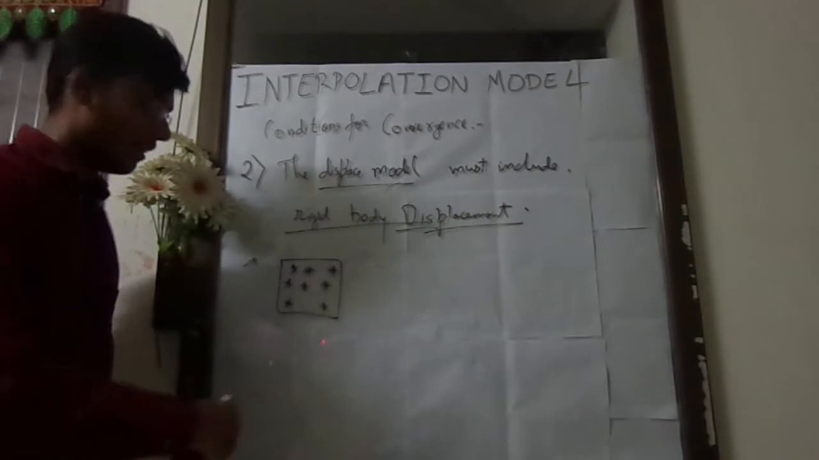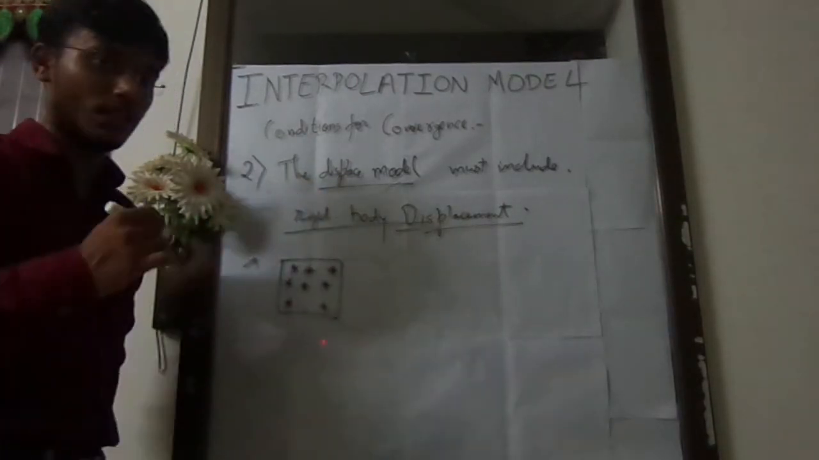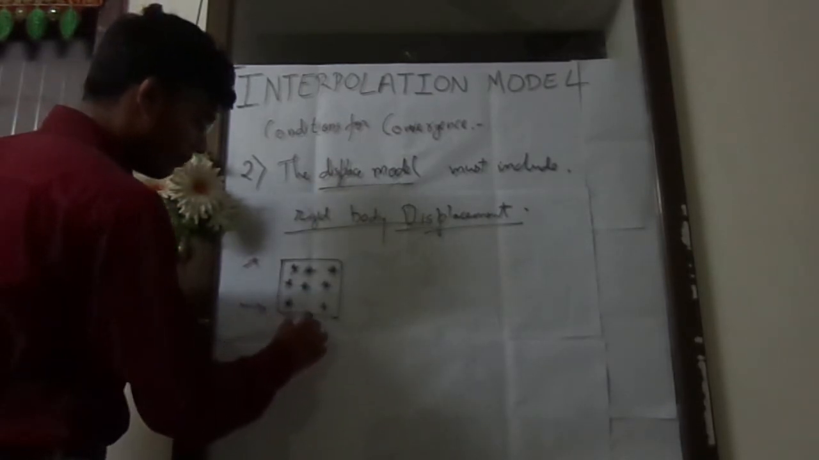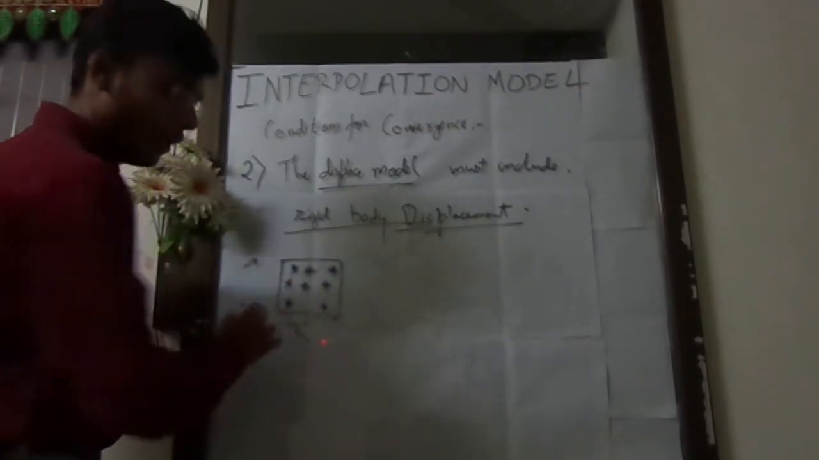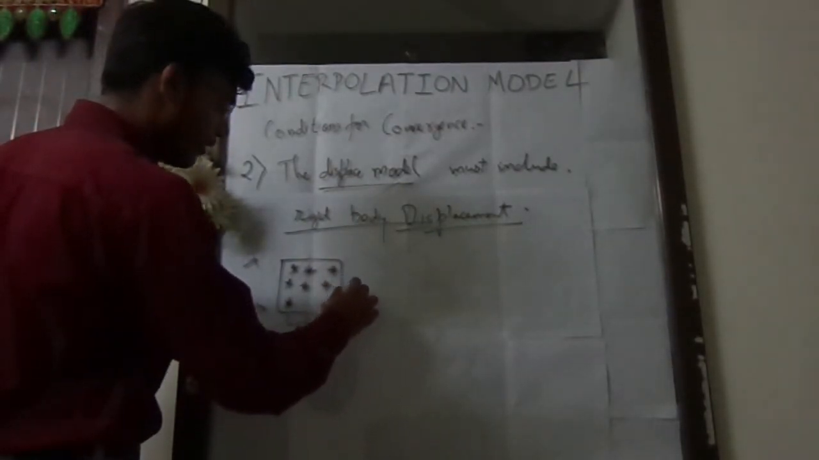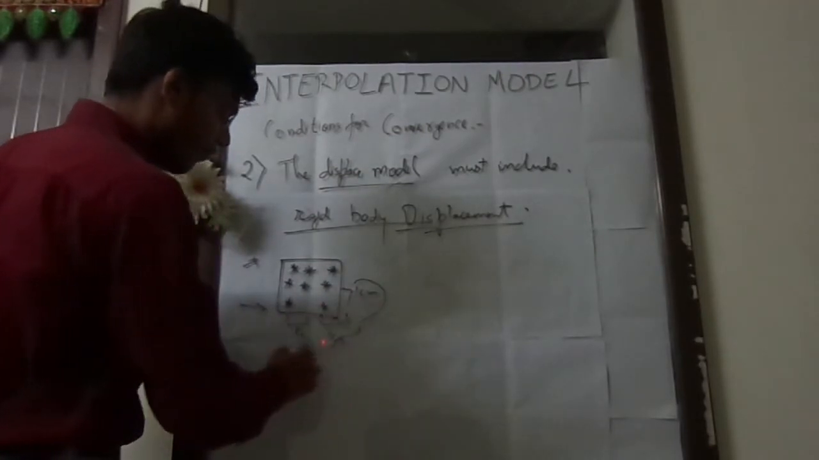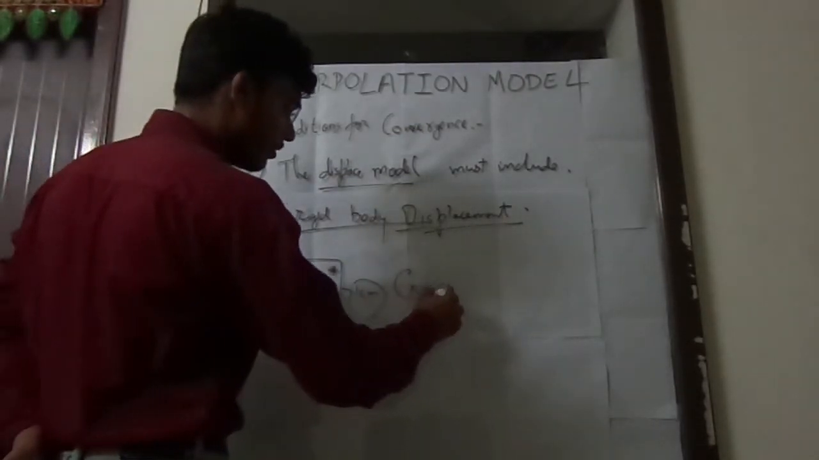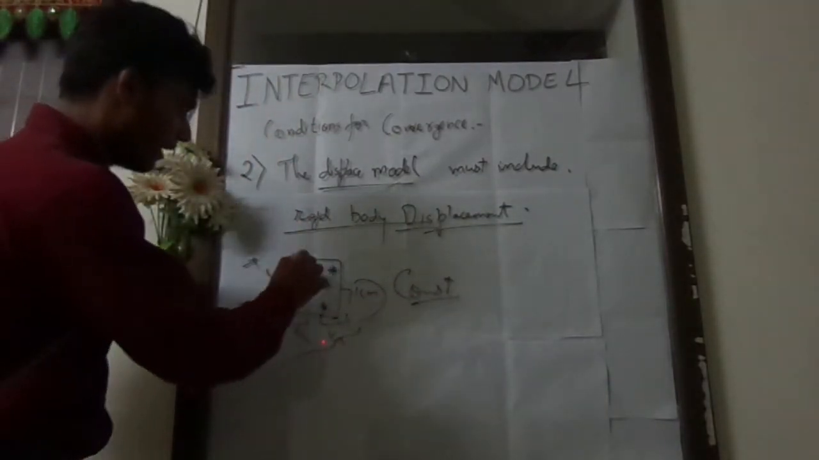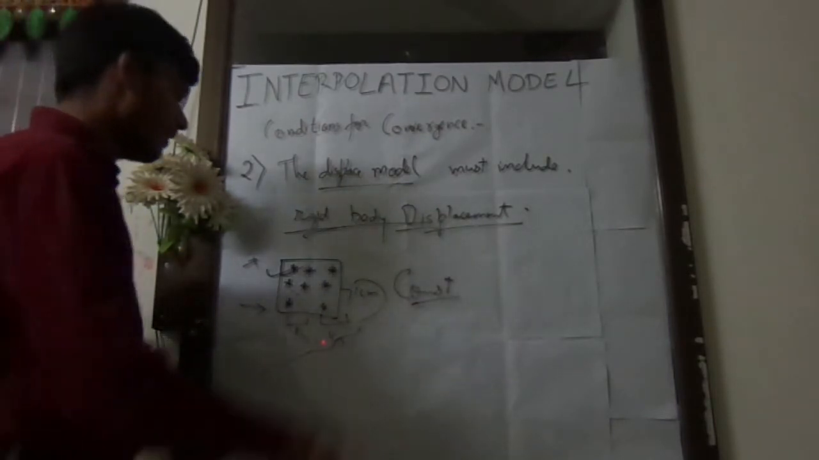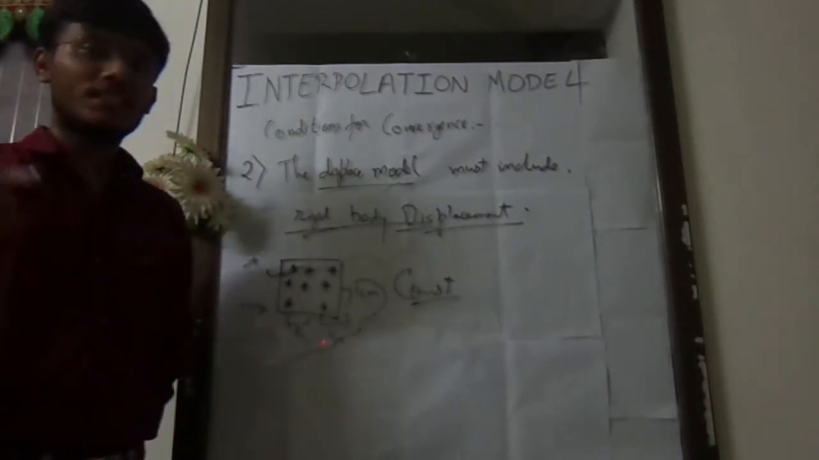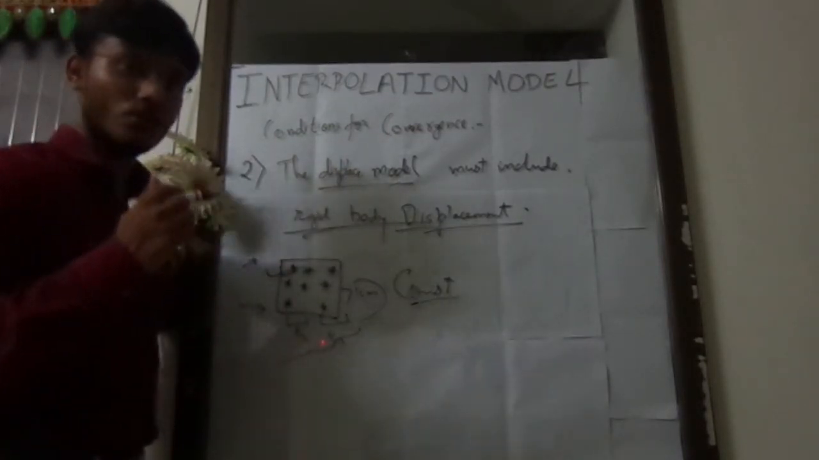Now I will tell you the definition in a simpler way. This is the element, and these are the points. If I am applying a force here, and if this point is going to displace by 1 centimeter, then the next point should also displace by 1 centimeter, and the next point should also displace by 1 centimeter. So the displacement of all these points has to be constant. If these displacements are constant, that body is called a rigid body. So if it is a rigid body, the displacement at each point is going to be the same, or constant, right?